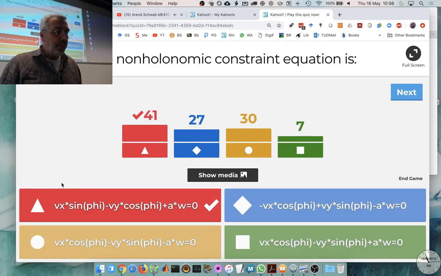So let's now look. We need an expression with Vx sine phi, and we need some plus or minus A omega. Well, this is a sine phi, should do. Plus or minus omega, should do. This one is cosine, no can do. Cosine, no can do. Right? Okay, next question.